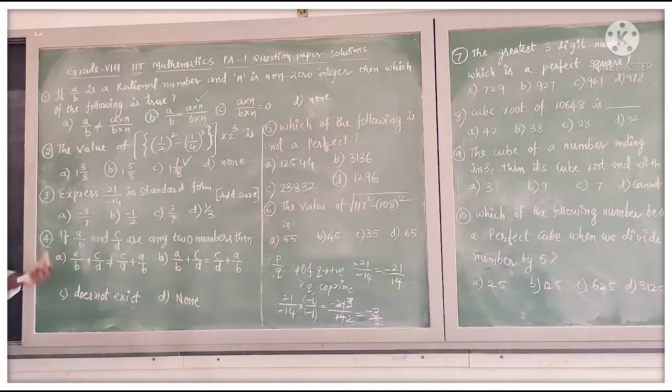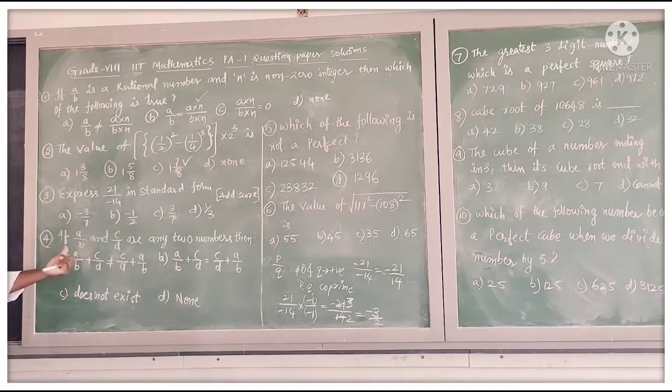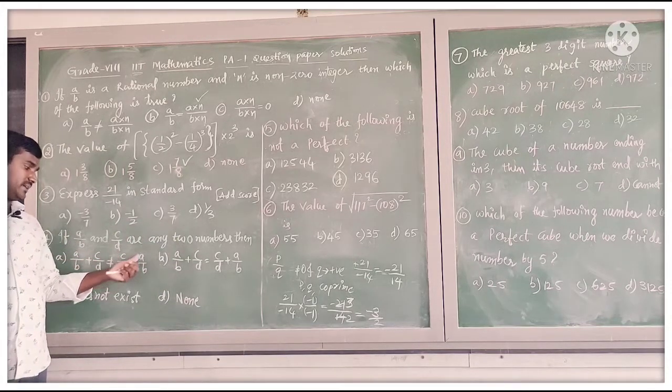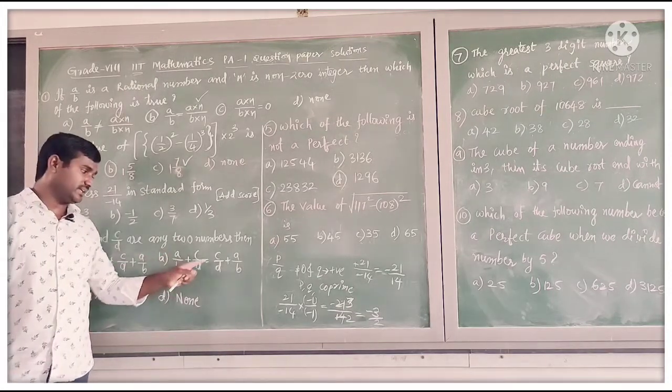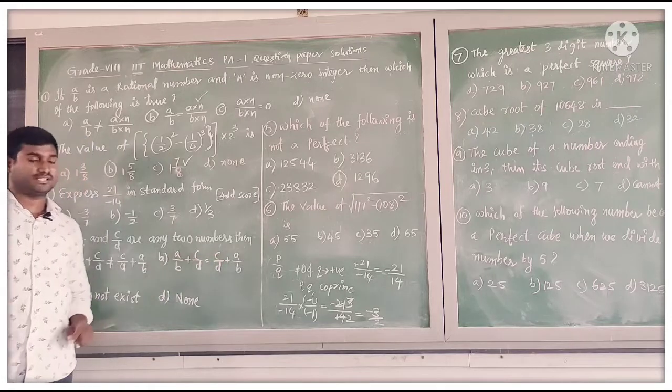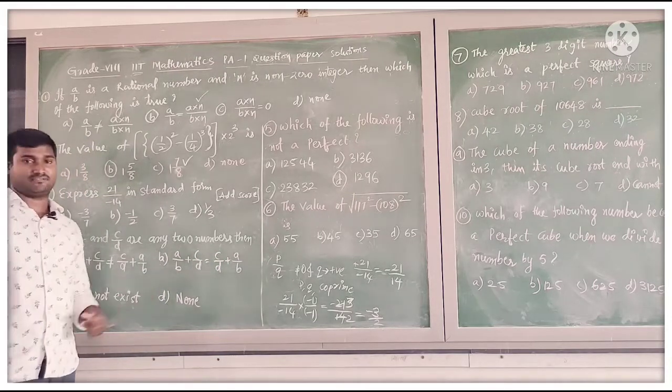Okay, so next question: if a by b and c by d are any two rational numbers, then a by b plus c by d is not equal to c by d plus a by b. Second option, a by b plus c by d equals c by d plus a by b they gave, and option C does not exist, option D none they gave.